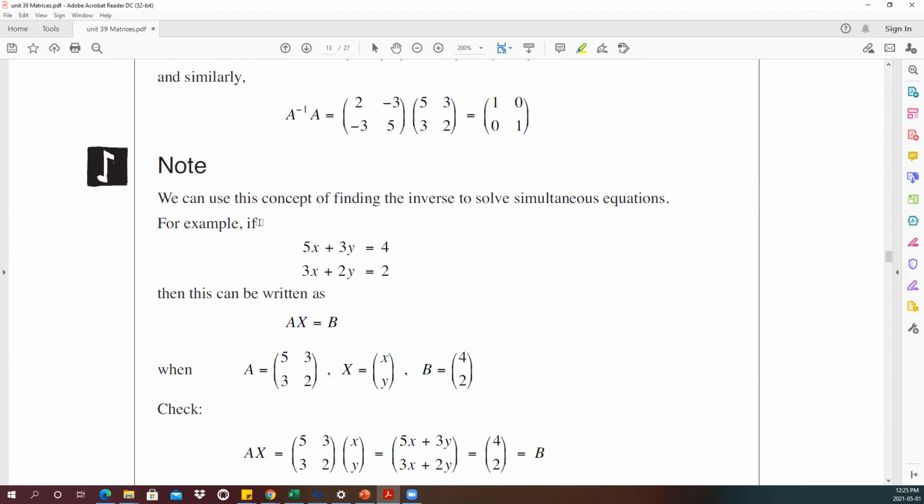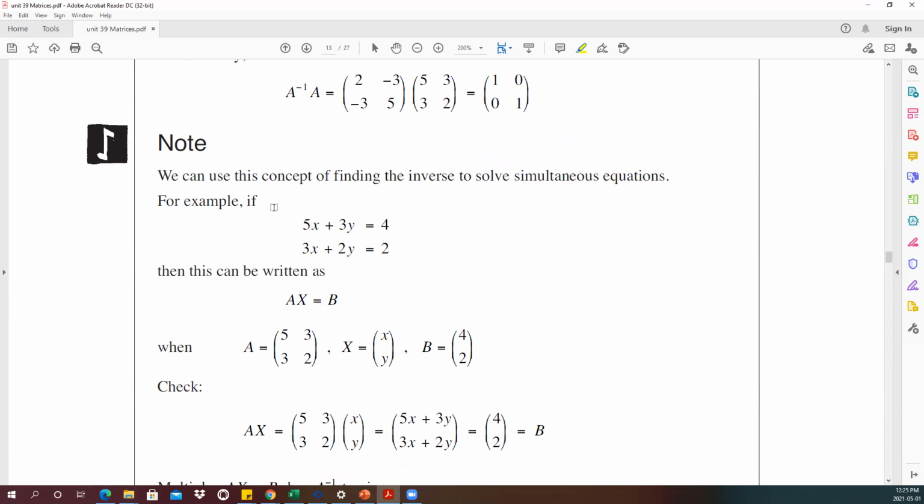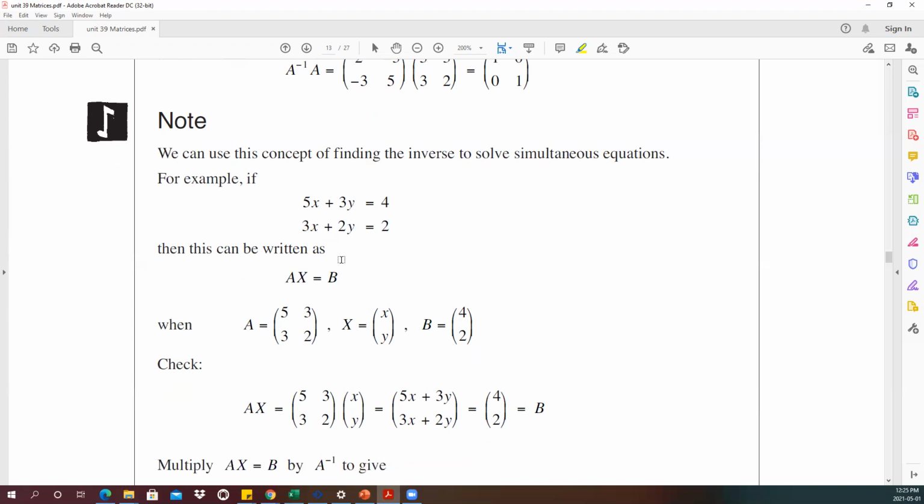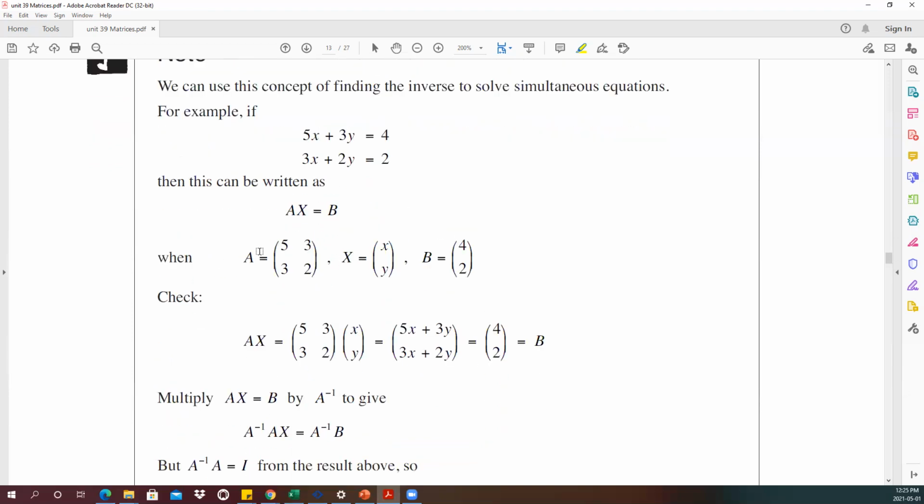Now, ultimately, this is what you're trying to get to. You want to use this concept now to solve simultaneous equations. So for example, you have the simultaneous equations 5x plus 3y equals 4, and 3x plus 2y equals 2. This can be written as 5, 3, 3, 2.